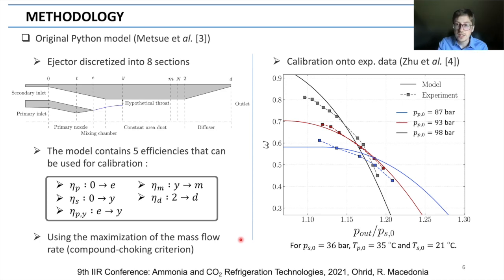So using those efficiencies, the model was calibrated onto the CO2 experimental data of Zhu et al., which is consistent with the typical operation of a transcritical CO2 heat pump system. And a good fitting was obtained for the 3 sets of experimental data by using only constant efficiency values, and therefore it was chosen to keep those constant as well during the following simulations.